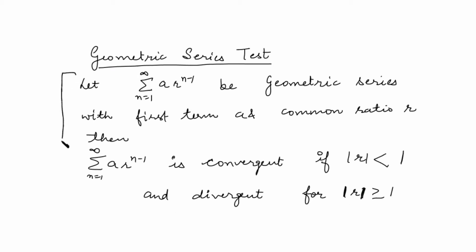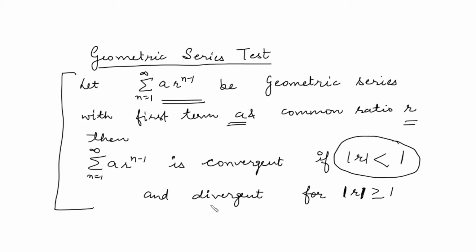So this is the geometric series test, which says that if you have any geometric series with first term a and common ratio r, then this series is convergent if the common ratio lies between minus 1 and plus 1, otherwise it is divergent. Now let's see the proof of this.